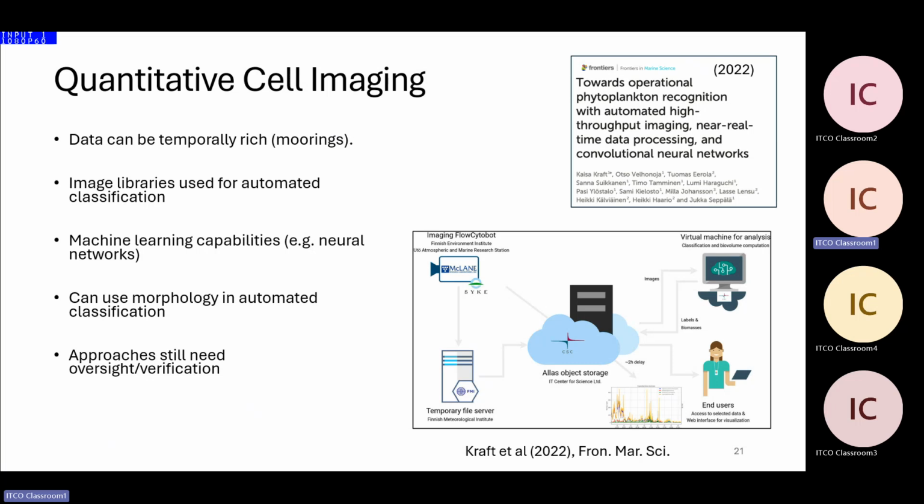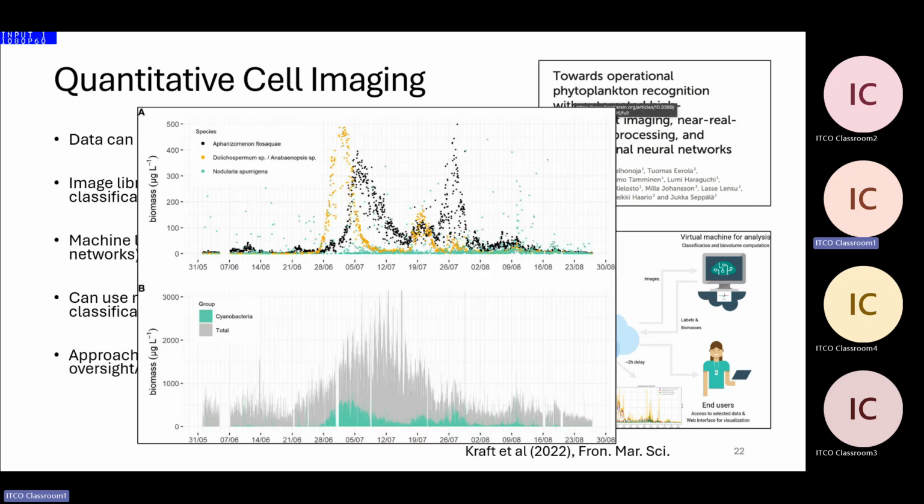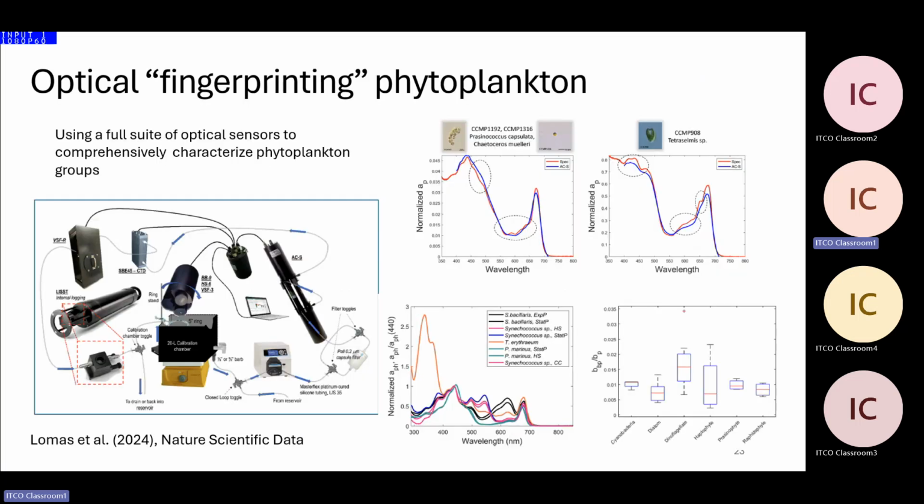So if all of a sudden you've got this thing sitting out in an estuary and you're looking for a harmful algal bloom, and all of a sudden the system detects it, it might be able to send a message to an end user on their smartphone or whatever to alert them to this. So yeah, a lot of cool capabilities. That's just giving you an idea of what some real data looks like coming out of one of these systems. So okay, Wayne's world, optical fingerprinting.